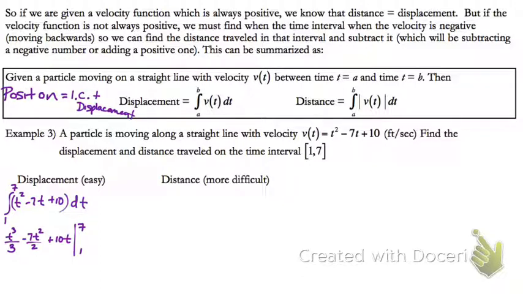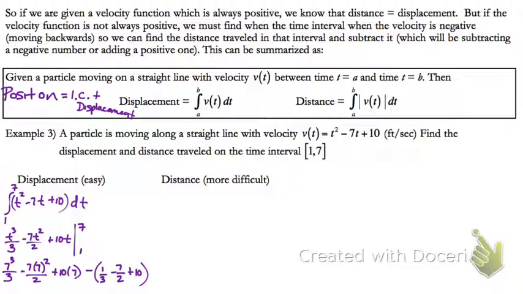If I plug in 7, I get 7 cubed over 3 minus 7 times 7 squared over 2 plus 10 times 7, minus, if I plug in 1, I just get 1 cubed over 3, which is 1/3, minus 7 over 2 if I plug in 1 plus 10. Now, I am totally fine with you guys using a calculator to do this problem. I don't necessarily need you guys to do it by hand. Your answer could be a decimal, your answer could be a fraction, it's up to you.